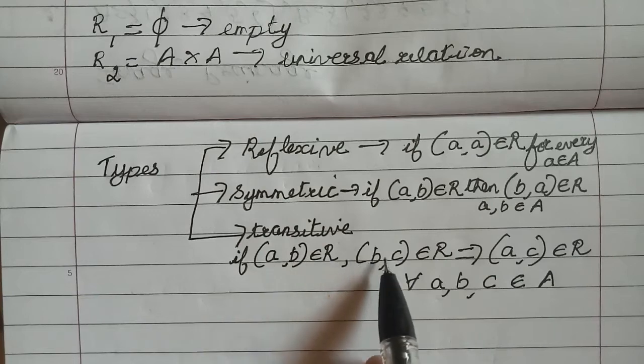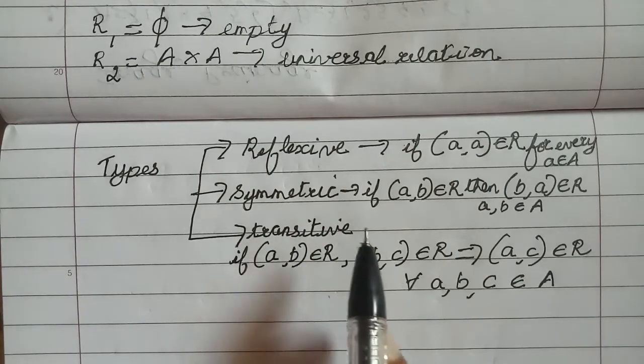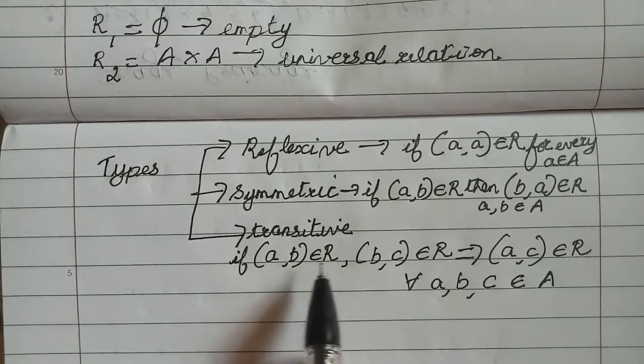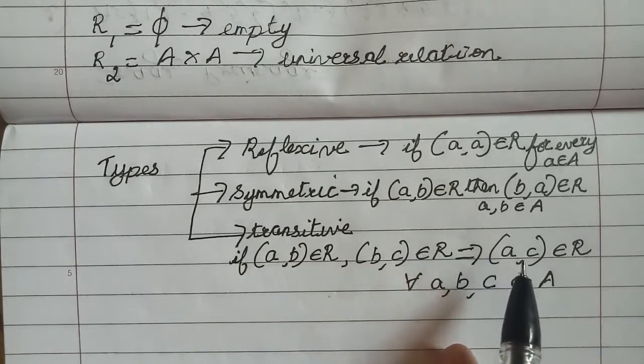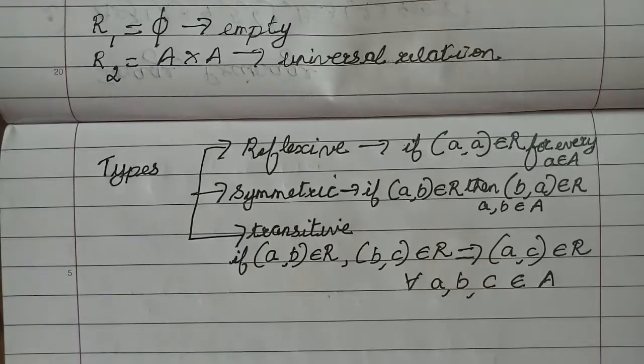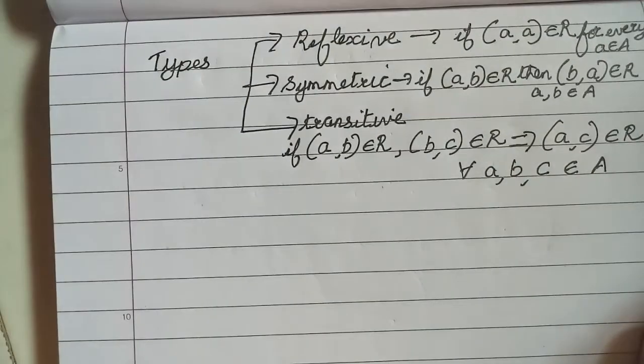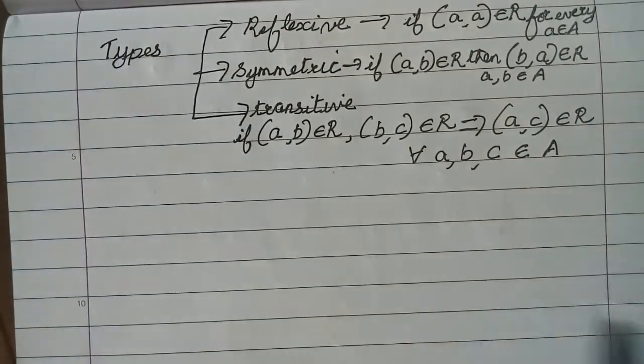You can see that the element B is common for these two ordered pairs. Then you should have AC in that relation. If these two conditions are there, then only your relation will be transitive. Okay. So children, I think through an example you can understand it better.